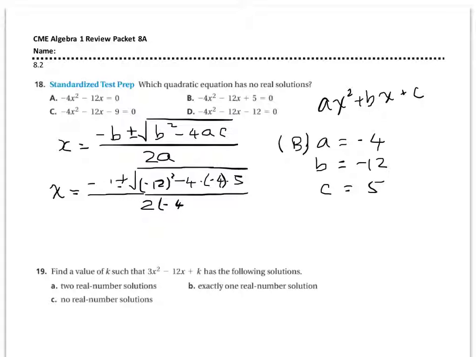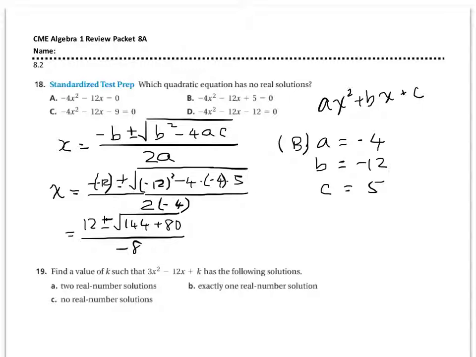Actually that b should be negative 12. Therefore we have 12 plus or minus the square root of 144 plus 4 times 4 times 5, which is 80, over 2 times negative 4, which is negative 8.